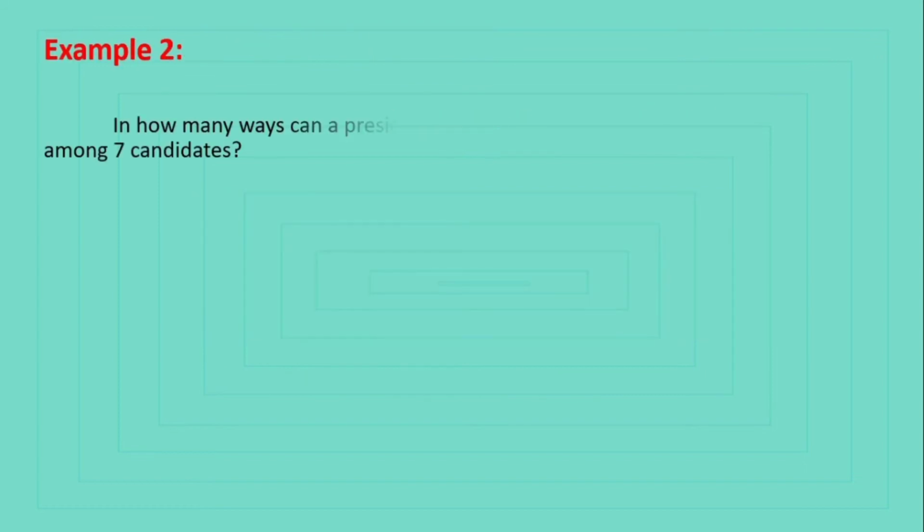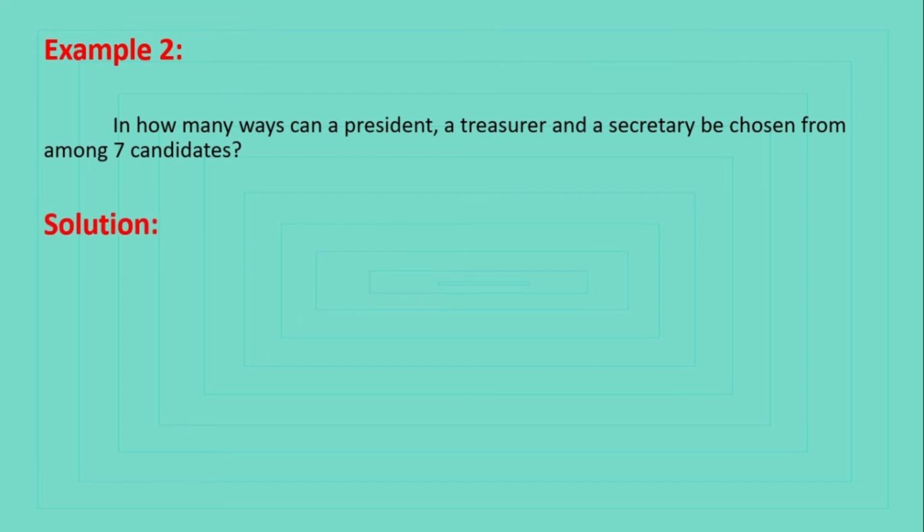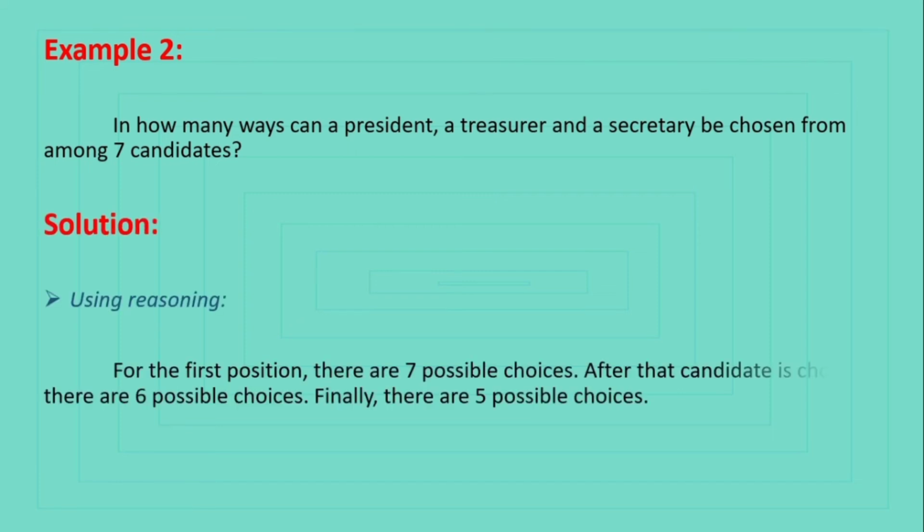Example 2. In how many ways can a president, a treasurer, and a secretary be chosen from among 7 candidates? Here is the solution. By using reasoning, for the first position, there are 7 possible choices. After that candidate is chosen, there are 6 possible choices. Finally, there are 5 possible choices. So, we have 7 multiplied by 6 multiplied by 5 is equal to 210.